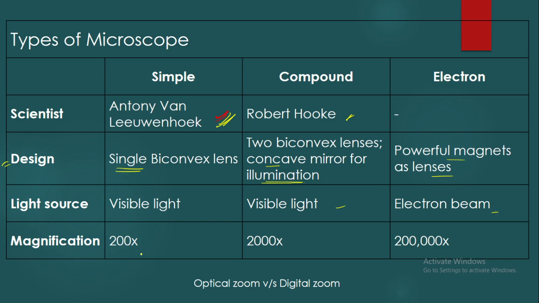If you look at magnifications, for a simple microscope it is 200x, and in a compound microscope it is 10 times more, 2000x. And in an electron microscope, it is almost 2 million times you are able to magnify. So basically in a microscope, what we are getting is optical zoom. We are using lenses, optical zoom.